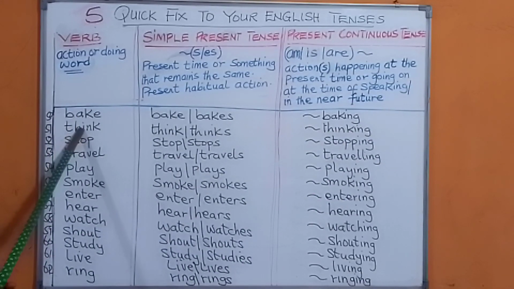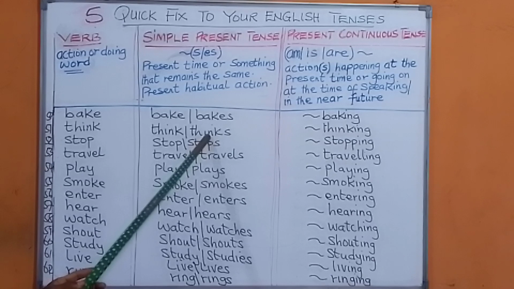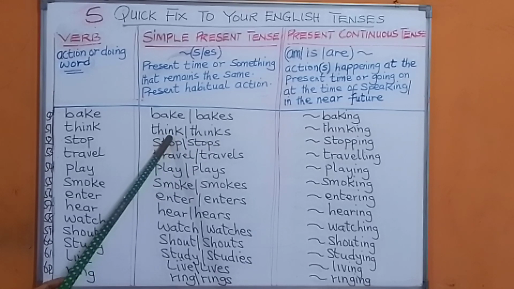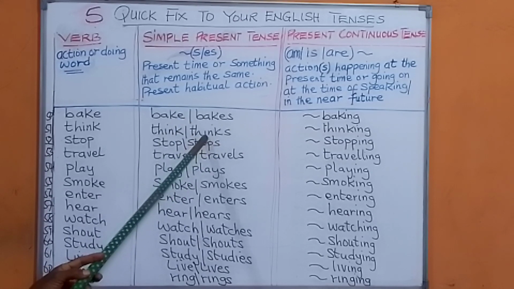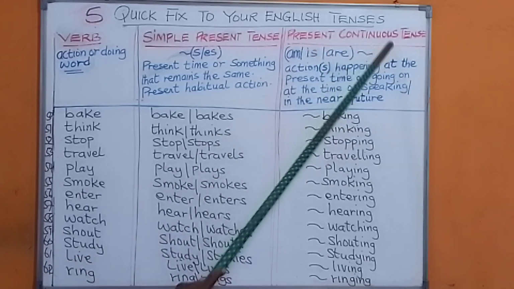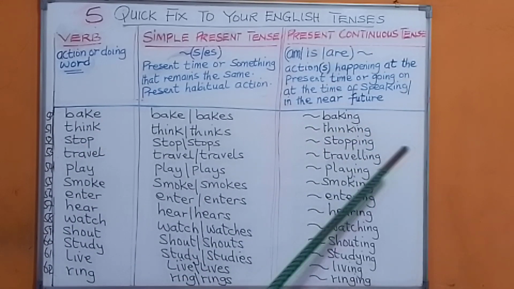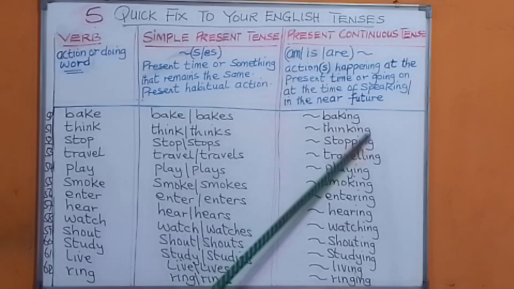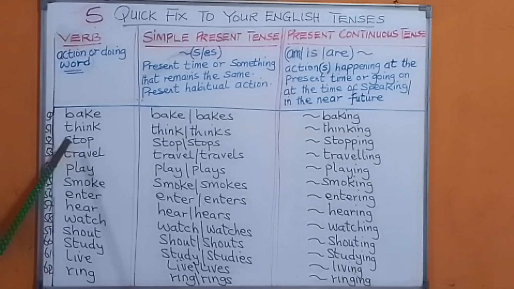Think. When the object or subject is plural, you say think. You don't add s there. But when it's singular, you say thinks. We think, they think, the people think, many people think. Okay, when this one says she thinks, he thinks, my brother thinks. Now, when you are using this as present continuous tense, you say thinking. I am thinking about it, he is thinking about it, we are thinking about it, many people are thinking about that.